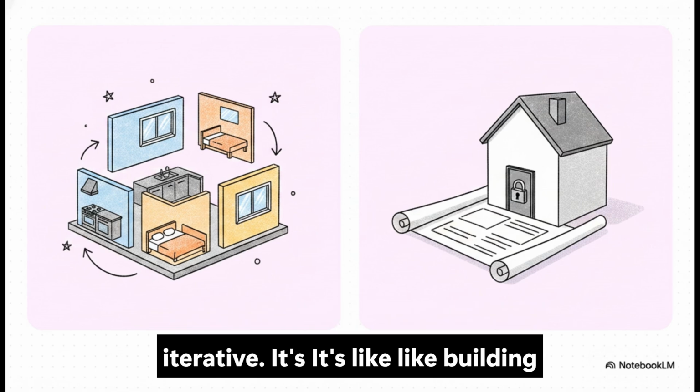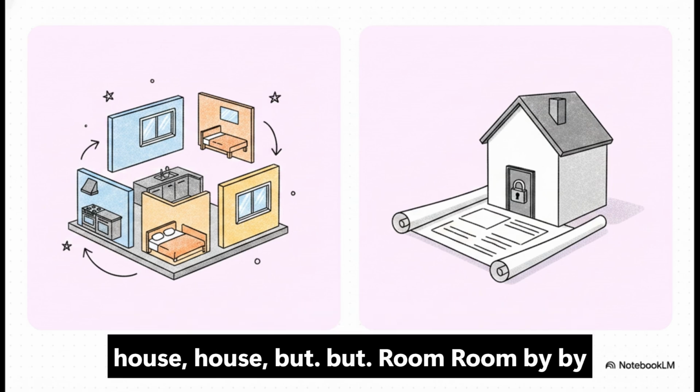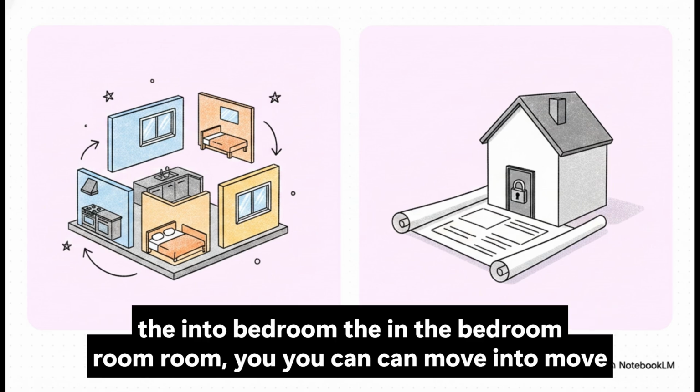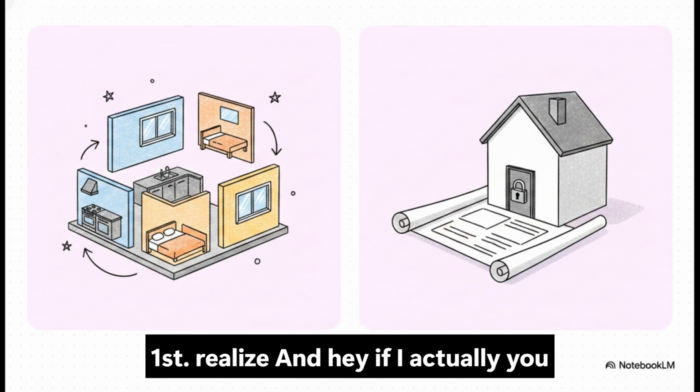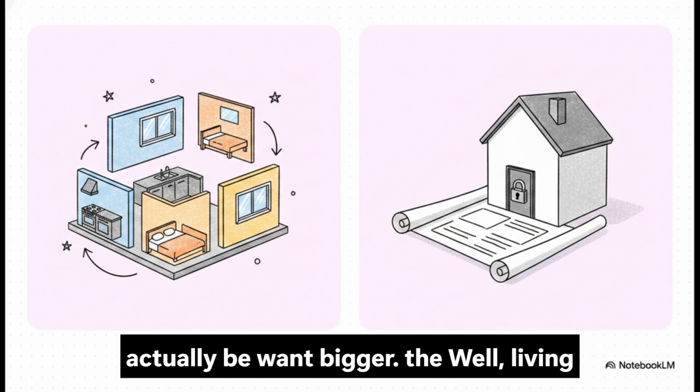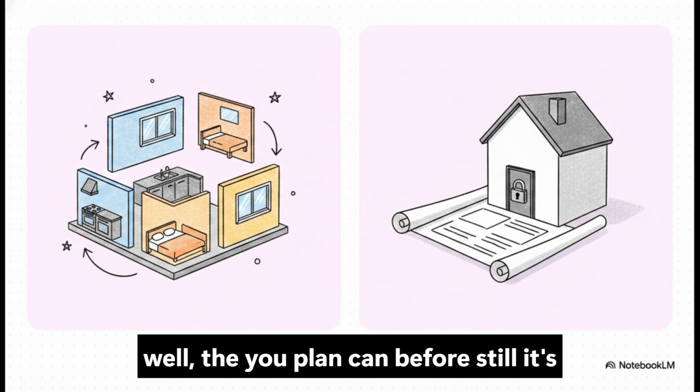Agile, on the other hand, is iterative. It's like building that exact same house, but room by room. You can move into the bedroom and the kitchen first. And if you realize, hey, I actually want the living room to be bigger, well, you can still change the plan before it's even built.